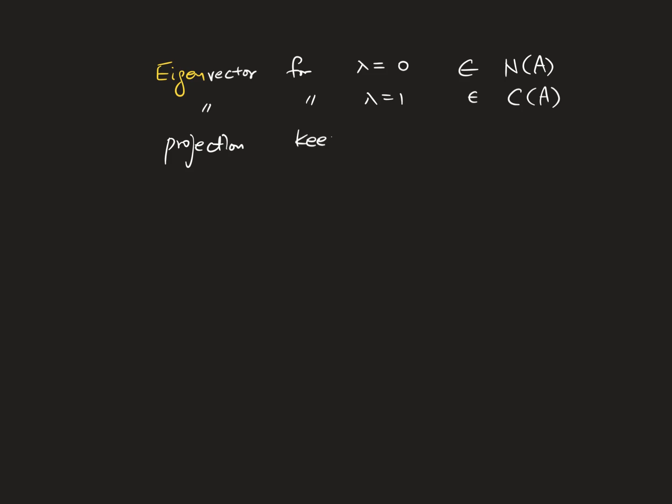So we know that the eigenvector for lambda equal to 0 will be in the null space of A, and the eigenvector for lambda equal to 1 will be in the column space of A. So projection keeps the column space and destroys the null space.